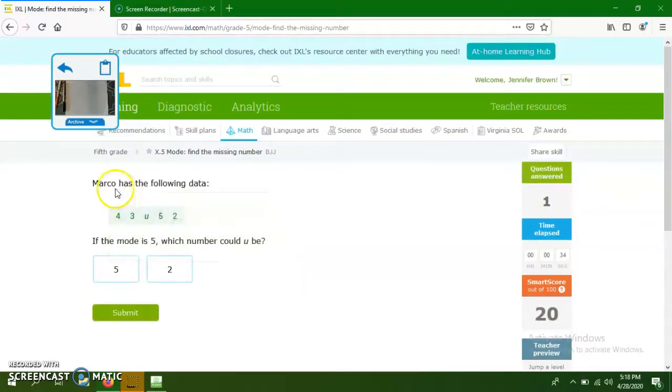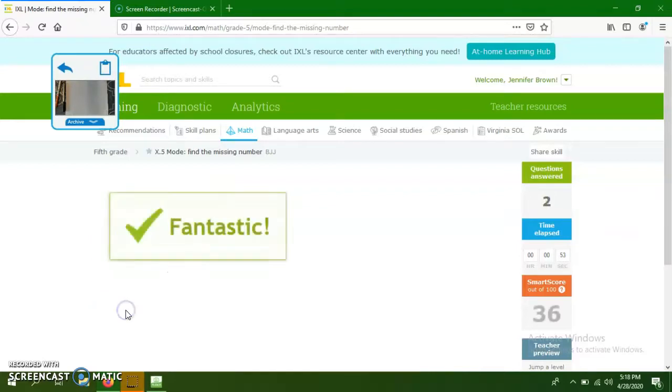Same thing here. Marco has the following data. This data has also not yet been put in order least to greatest, but we could mentally think 2, 3, 4, 5. And then again, if we want the mode to be 5, then we need to choose the number that will make there be more 5s than anything else. So we will choose 5.